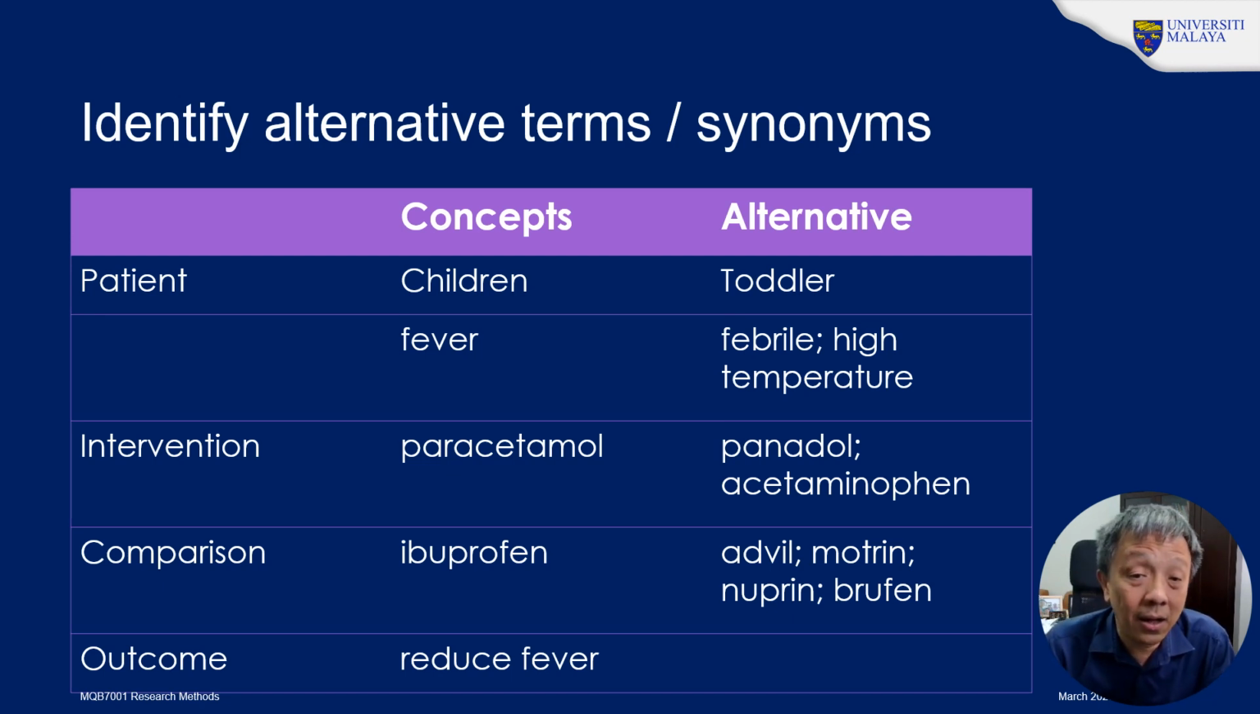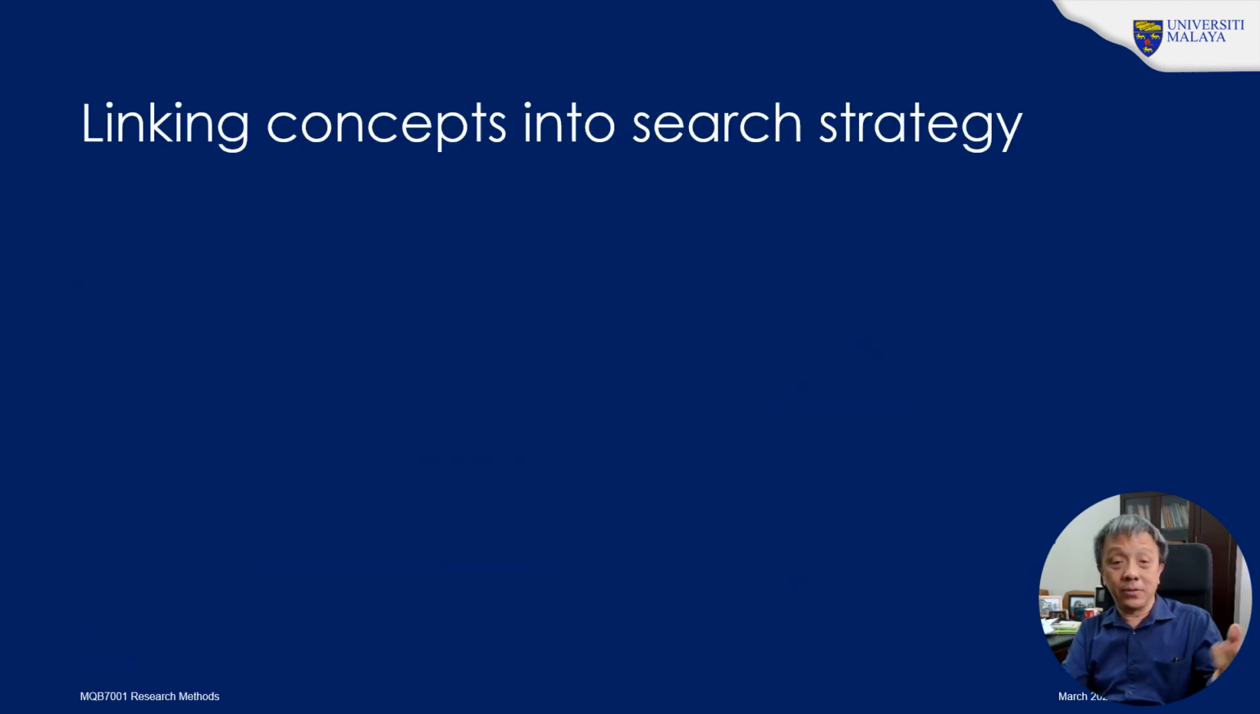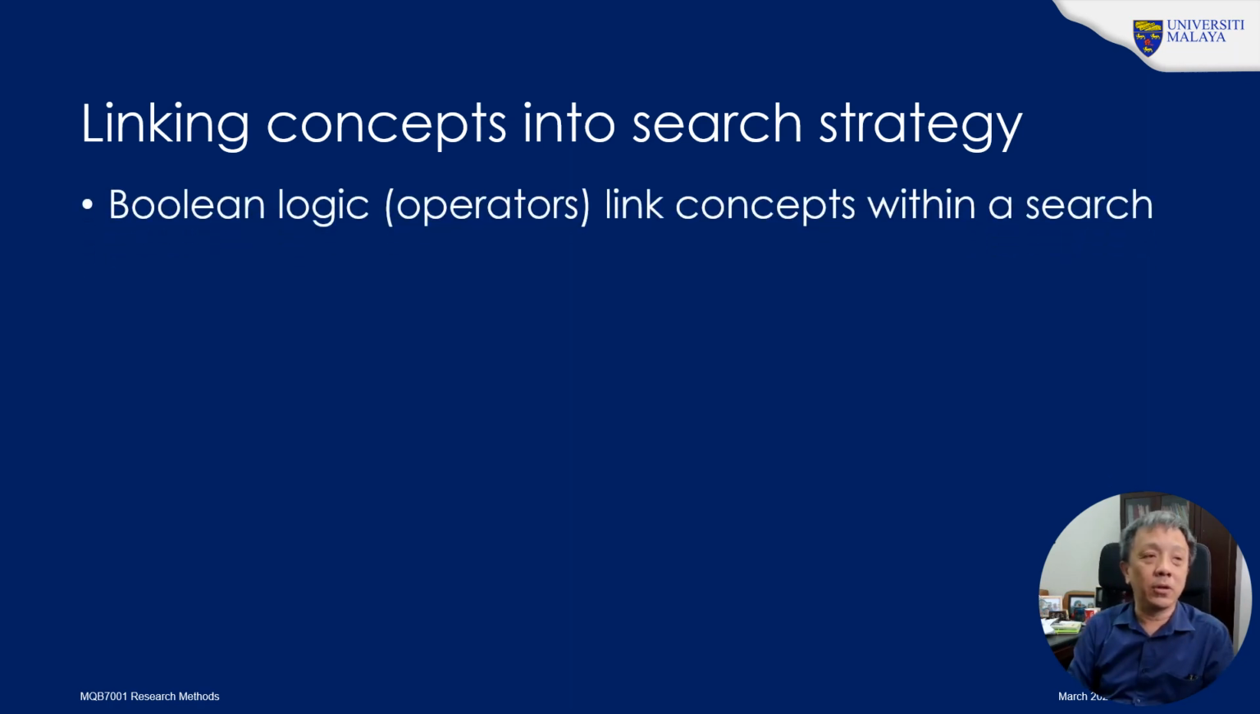Or what are the registered names for paracetamol? All right. Comparison, the same thing. What are other names for ibuprofen? And outcome is reduction of fever. Usually when you search, you can search patient, intervention, and outcome without comparison. It depends on whether you are linking it to a comparator or not.